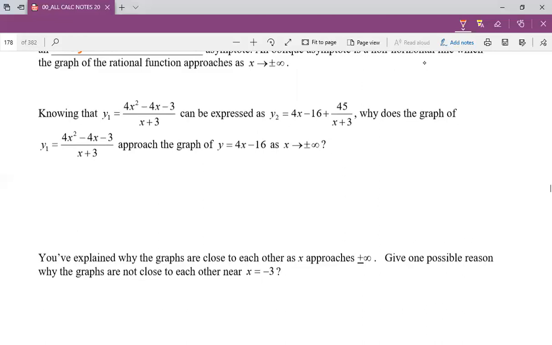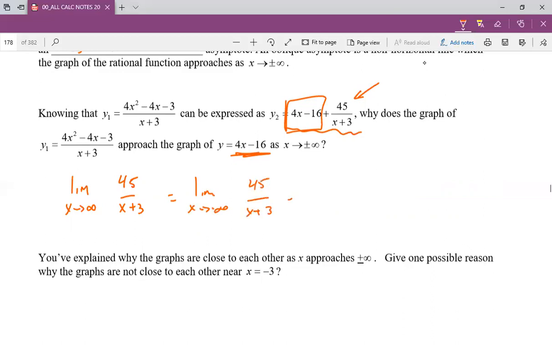So why does it approach this? Knowing that y1 can be expressed as y2 like this, why does the graph approach just this 4x minus 16 part? That's kind of inferring that this part's irrelevant. Well, that's what we were just looking at a few minutes ago, because the limit as x goes to infinity of 45 over x plus 3, dividing top and bottom by 1 over x, and the limit as we go to negative infinity, are both equal to 0.